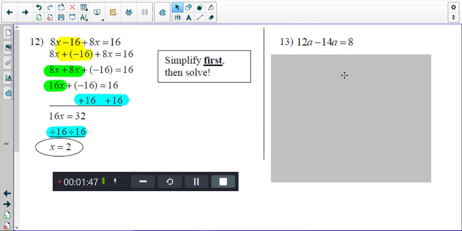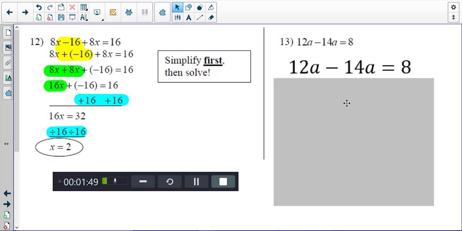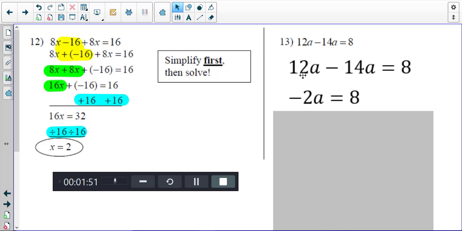Let's take a look at number 13. The first thing I did was I simplified this equation. 12a minus 14a, you can write as 12a plus -14a, but that's going to be -2a, and then it actually becomes a one-step equation. The inverse of multiplying by -2 is to divide by -2.